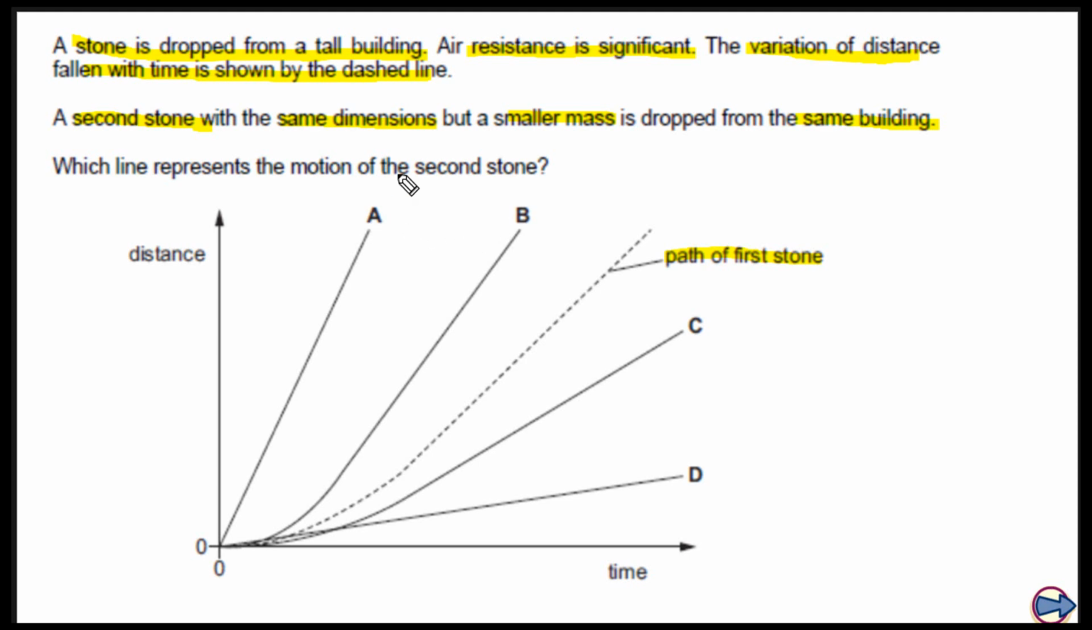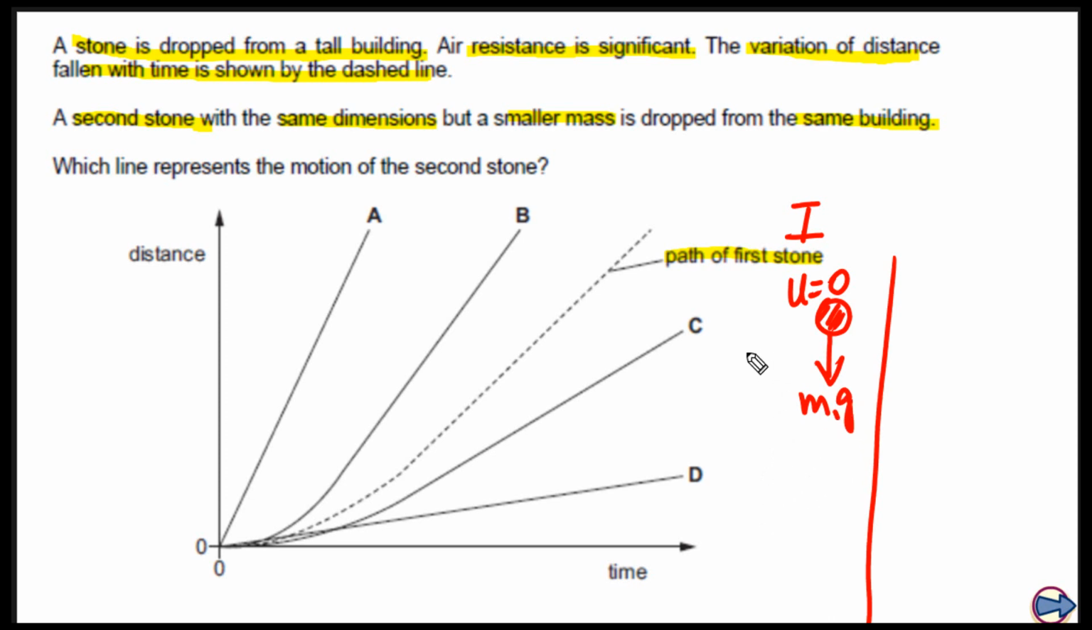So first of all, we can sketch, let's say here is stone 1, meaning the first stone. As this stone is dropped, we can say its initial velocity is equal to 0. So we need to understand that at the beginning the only force acting on this stone will be equal to mg. Let's say this is m1g. So it also means that at the beginning a will be equal to g.